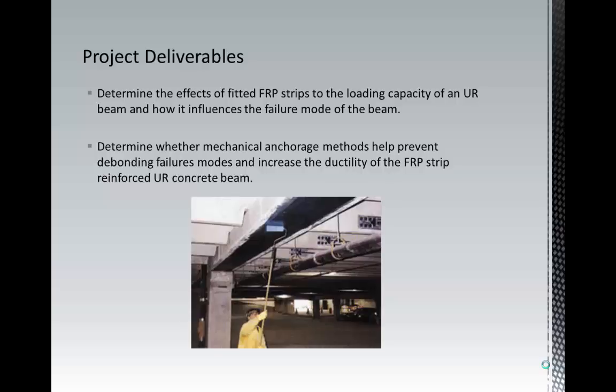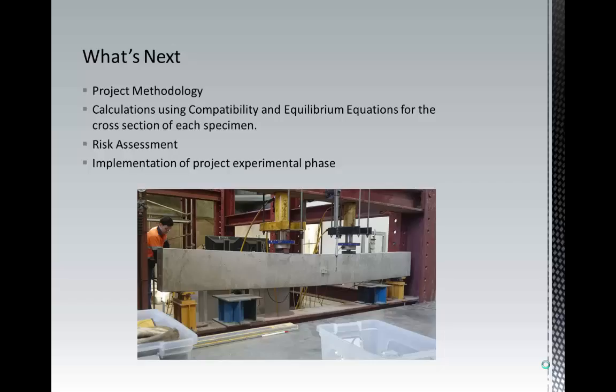By doing this, I aim to determine the effects of fitted FRP strips to the loading capacity of an under-reinforced beam and how it influences the failure mode of the beam. By implementing mechanical anchors for the third test beam, I aim to determine whether these help prevent debonding failure modes and therefore increase the ductility of the under-reinforced beam with external FRP strip reinforcing.